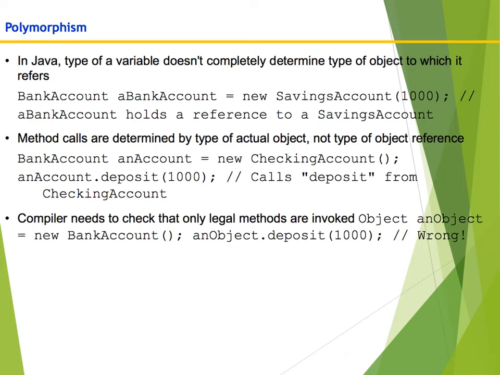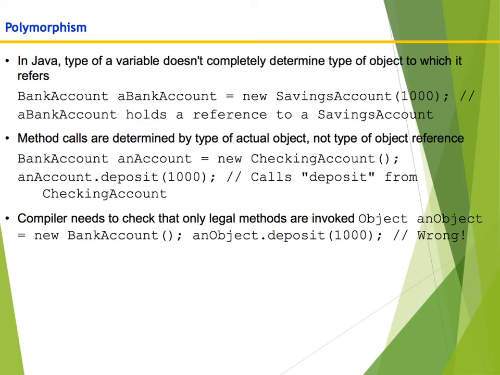Method calls are determined by the type of actual object, not the type of object reference. So, for example, if you have an account with type bank account and you set it equal to a new checking account, and then you call the deposit method on the account, then the deposit method will execute the implementation of deposit method in checking account. Why? Because anAccount, although it has a type of bank account, refers to a checking account object.